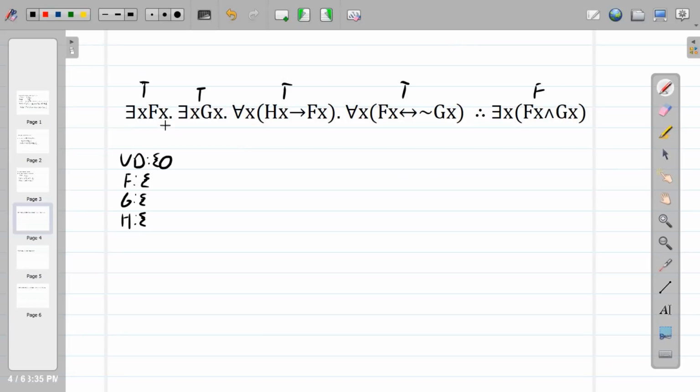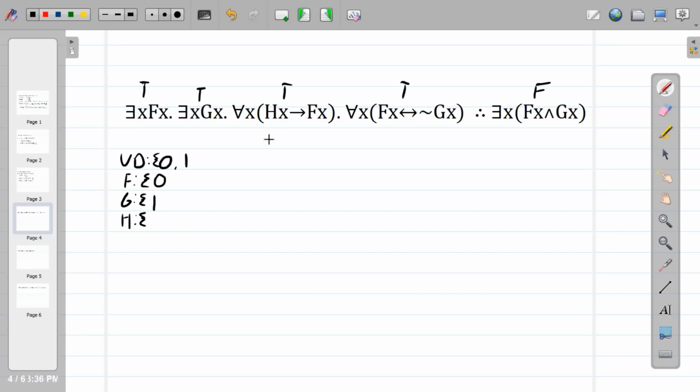In this case, we've got there exists something with the property F, and there exists something with the property G. The conclusion that we need to make false is that there's something with both the property F and the property G. So we need to put something under the F predicate and something under the G predicate, but they can't be the same thing. That tells me I need at least 2 objects in my universe of discourse. Let's make premise 1 true by saying 0 has the F predicate. Let's make premise 2 true by saying 1 has the G predicate. So 1 is true, 2 is true.